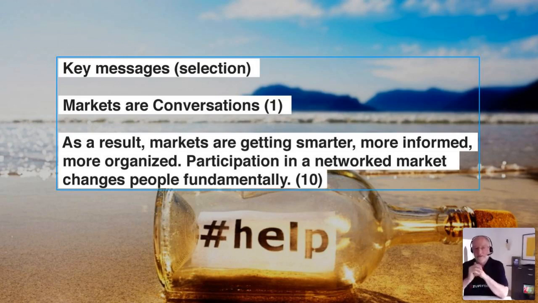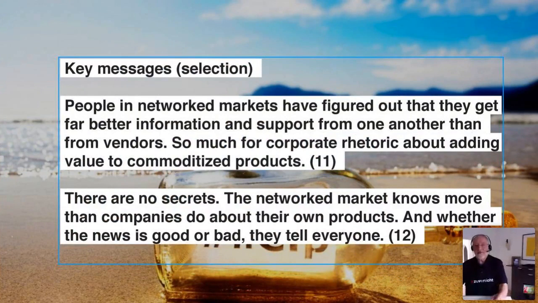The very first is the most important: markets are conversations. As a result, markets are getting smarter, more informed, more organized. Participation in a networked market changes people fundamentally. People in networked markets have figured out that they get far better information and support from one another than from vendors. So much for corporate rhetoric about adding value to commoditized products.